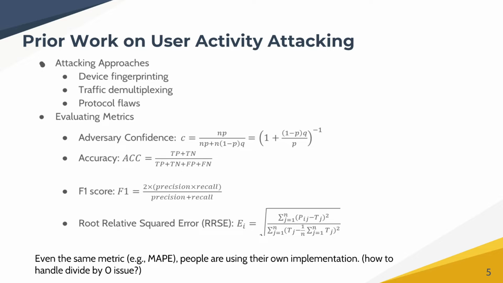And here we have some different kinds of prior research regarding user activity attacks, and it includes device fingerprinting or traffic demultiplexing. Also, they can rely on protocol flaws to capture the information within the packet. And they have different kinds of evaluation metrics, including the adversary confidence, which can be applied to the adaptive adversary. And in the machine learning level, they also have the accuracy and the F1 score. And also they have the root relative squared error.